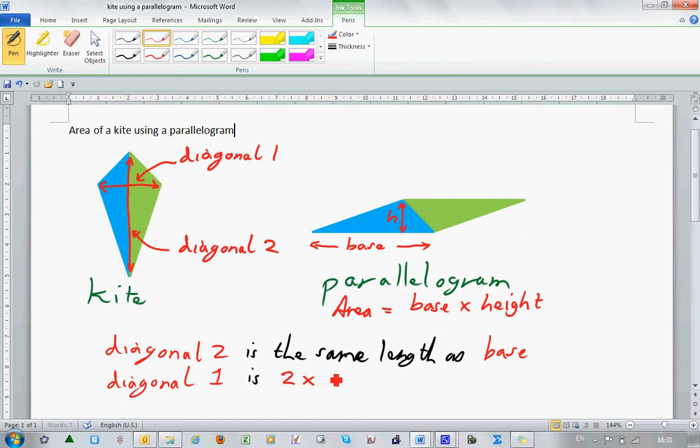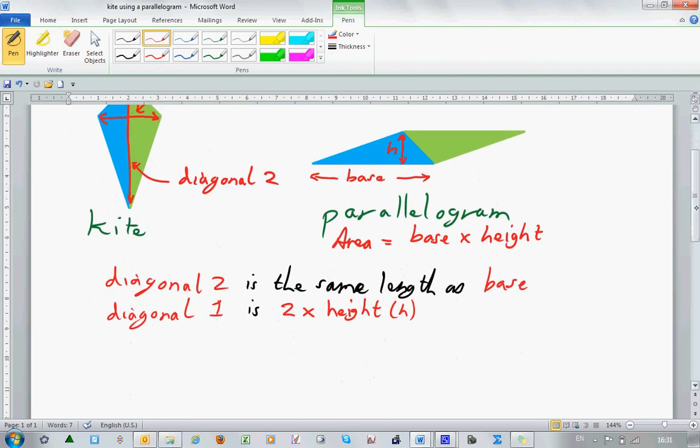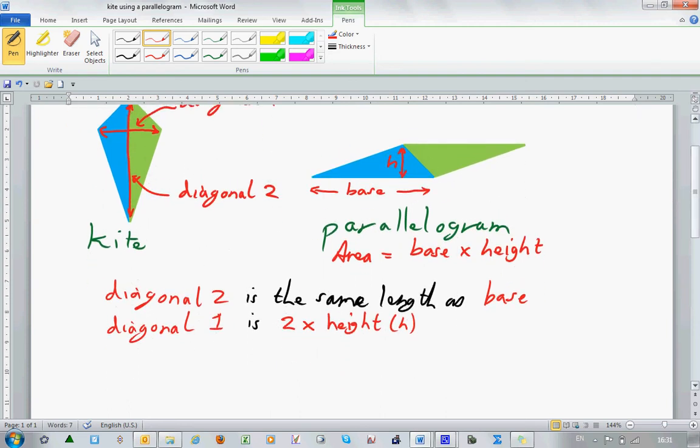Now, what do we want then? Base times height is the area, and let's have a look at what that would mean then. So in terms of what we've got, the kite area is the same as the parallelogram area, which is base times height. But the base is called diagonal 2. You with this? Times h. Well, if diagonal 1 is 2 lots of the h, then h is half of diagonal 1.